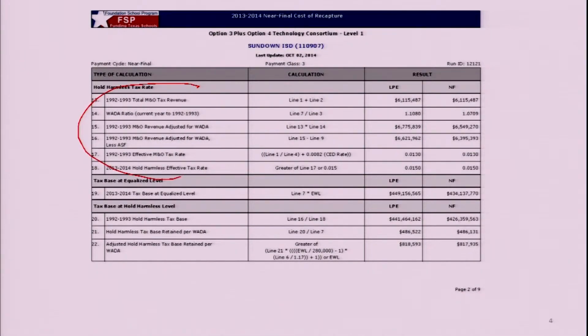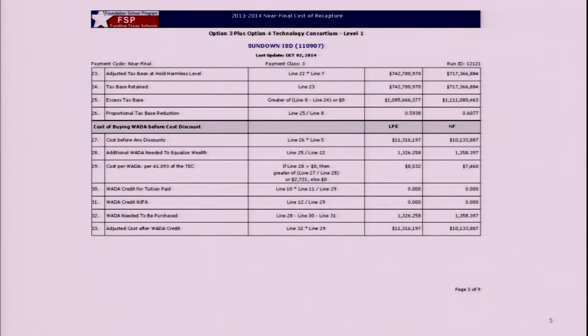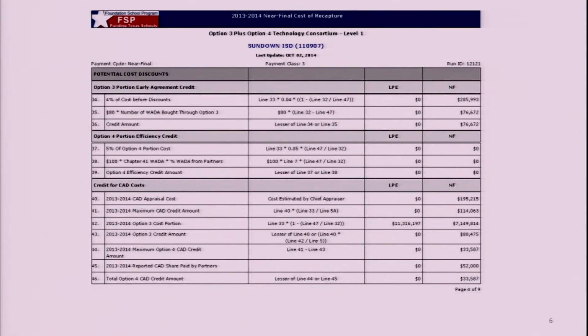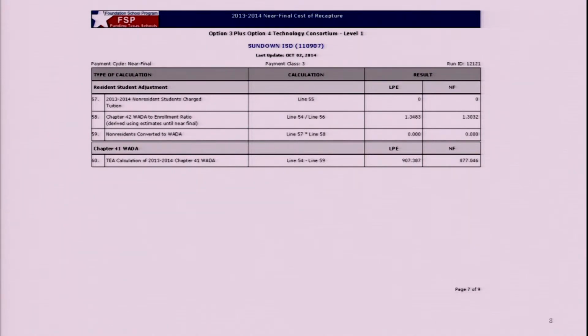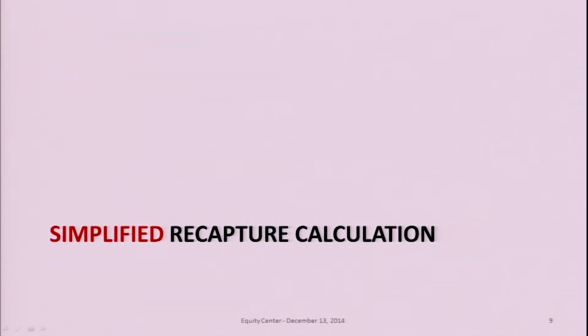But there's the second page, and you see we're going through the hold harmless calculations right there. Here's the third page. I don't intend for you to pay any attention to the numbers, just note how much is going on. You've got all kinds of formulas built in. Here's the next page. All of that just to do the recapture calculation, so it's no wonder that people have a hard time understanding it. But as I said, it can be greatly simplified.